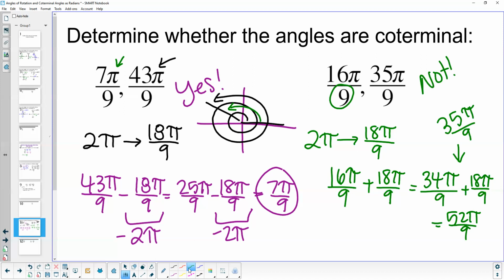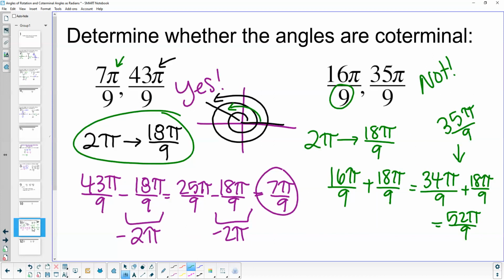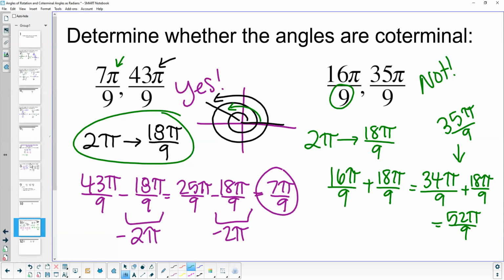So we can see kind of how that works there. What we want to do is we want to take our 2 pi value, change it to have a common denominator, and then either add 2 pi or subtract 2 pi repeatedly until we either reach the other angle or we go past it and realize that that's not actually coterminal. If you have any questions, don't hesitate to reach out, but that is how we can sketch pictures of angles in standard position, whether they're given to us in degrees or radians, as well as finding coterminal angles.